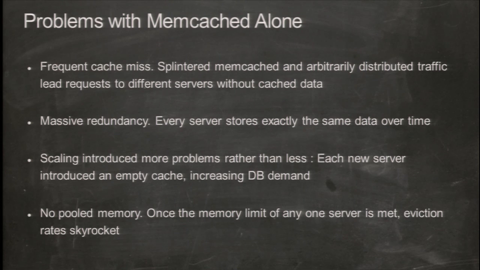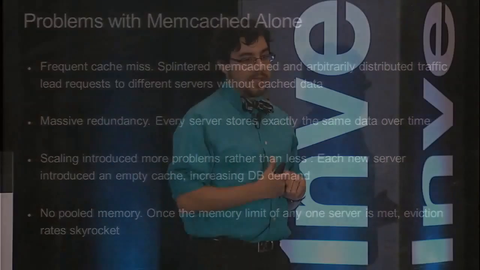Every new server we added increased the amount of database demand because it was introducing an empty cache. We did play around with warming the cache when we started doing this, but again, because it was just a redundant warm, it wasn't very effective either. And as we scaled, we also increased the likelihood of a cache miss because, again, traffic's being arbitrarily assigned. If you've got 20 servers, you get 20 misses. If you have 40 servers, well, now you have 40 misses, and it slowed everything down.